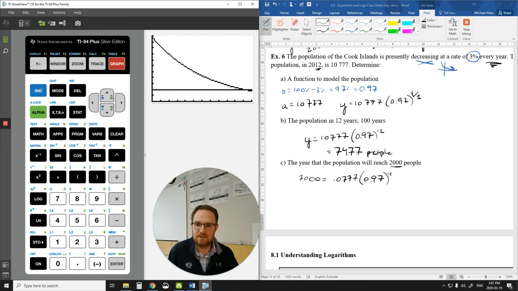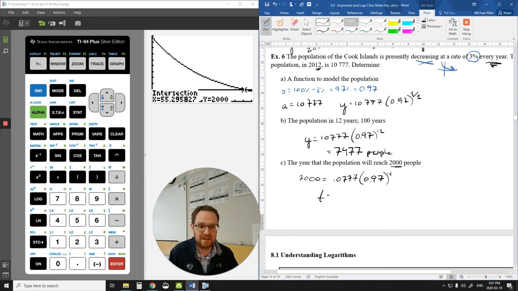So what I'm going to do is I'm going to trace, intersect. Now your intersection really only works if you can see the intersection. Your calculator is not going to try to find something that it can't see. But here we solve for x. Remember we switched all our x's or t's for x's. So t is technically x here.